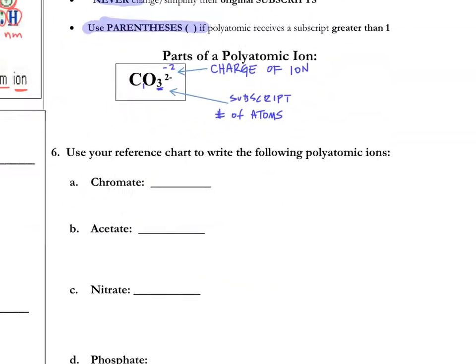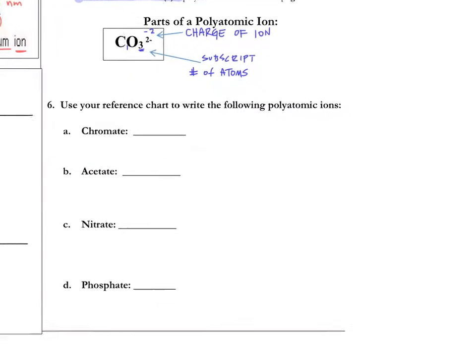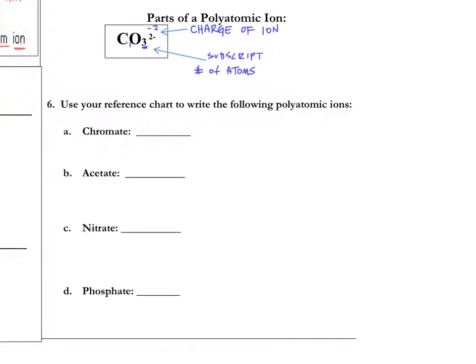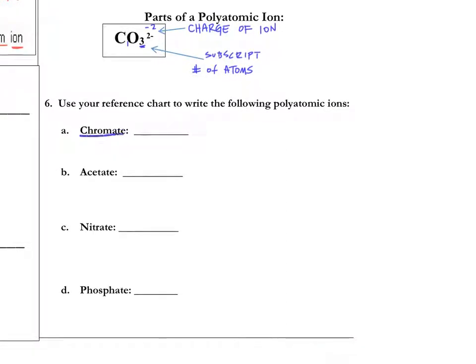Let's look over here to the right. Using your reference chart, the section of polyatomic ions that I just showed you, I want you to find the following polyatomic ions and write the formula for those ions. I'll go ahead and stop here. Pause the video, find these 4 polyatomic ions on your list, and write the formula for each.